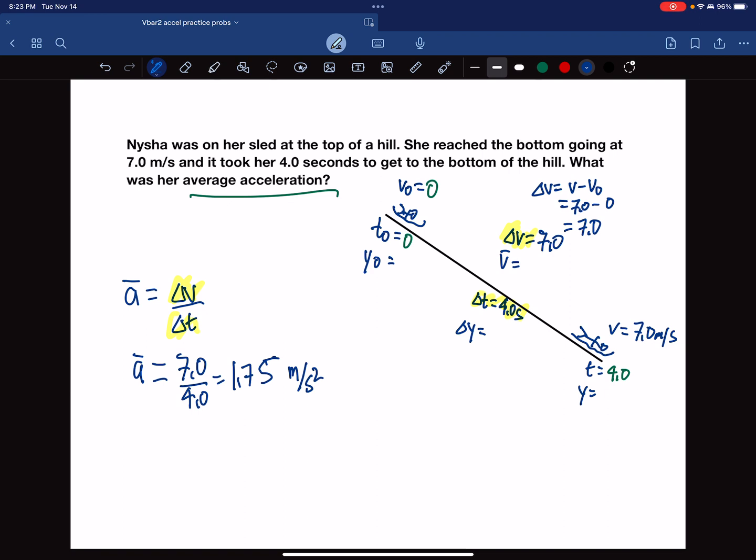Now, the last thing is, how many digits do we report? The 7.0 has 2 digits, and the 4.0 has 2 digits. So that means our final answer should have 2 digits. And you can see that next digit, the 5, would cause the 7 to round up, which means that the average acceleration is 1.8 meters per second squared. And that is our final answer.